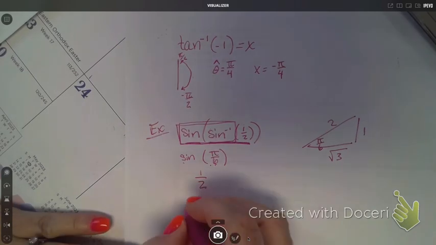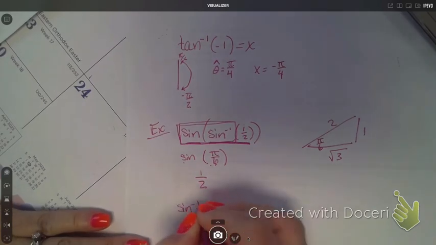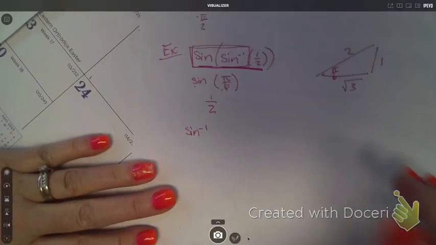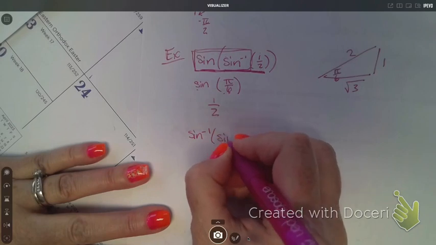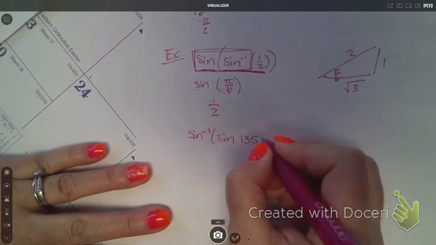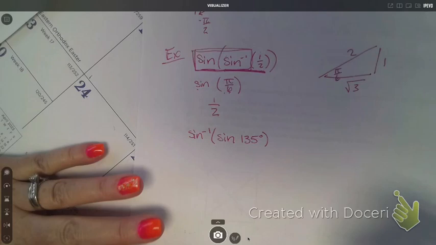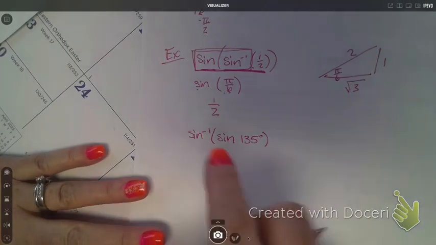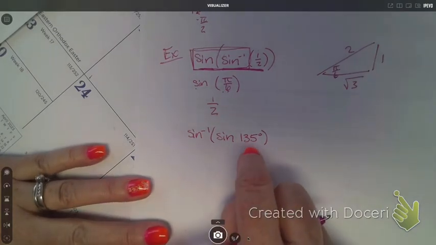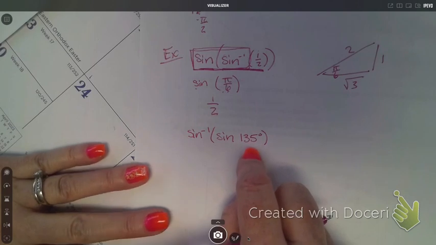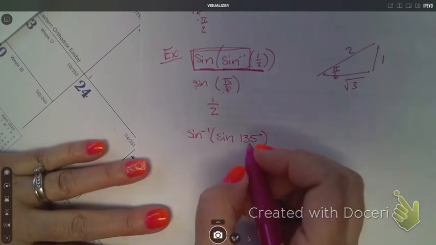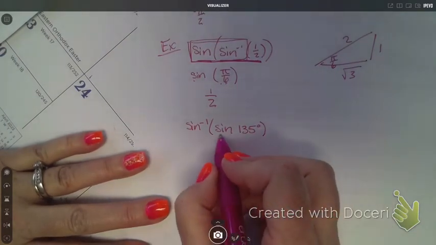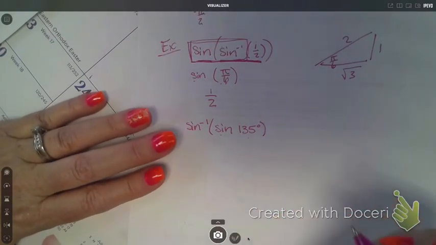Okay? So what if I have the inverse sine of the sine of 135? This one is in degrees. Why? Because I gave it to you in degrees. If I don't tell you or I didn't give it to you in degrees, you better be giving it to me in radians. So let's do the whole process again. What is the sine at 135 degrees?